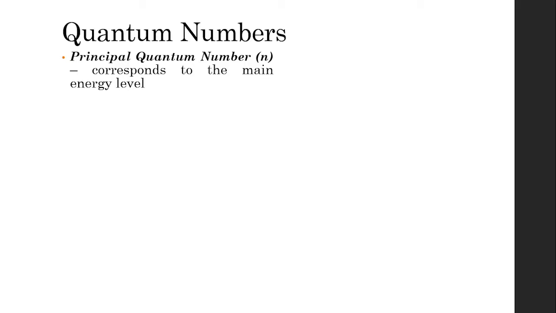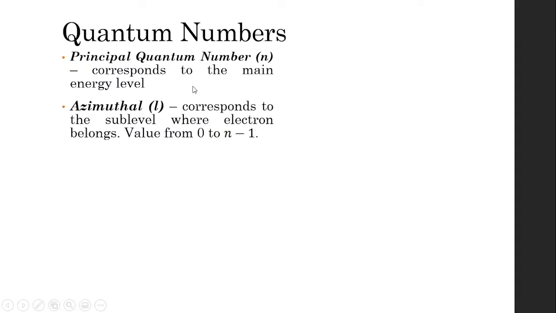So 1 has the lowest energy level, which means it is closest to the nucleus. 2 is a little farther from the nucleus compared to 1, and then 3 is way farther compared to 2 and 1. So the principal quantum number is just telling you the main energy level of that electron.